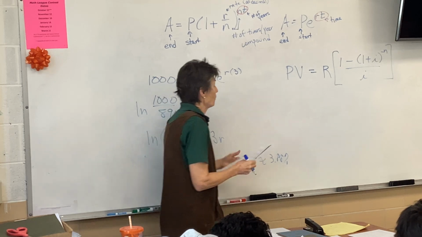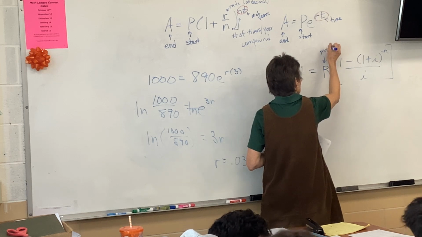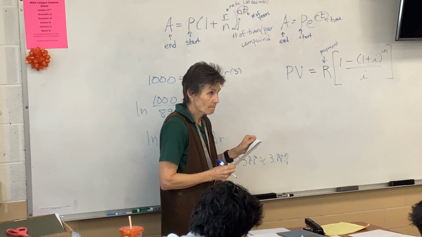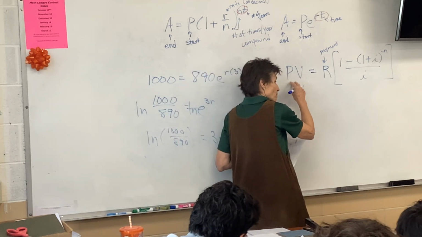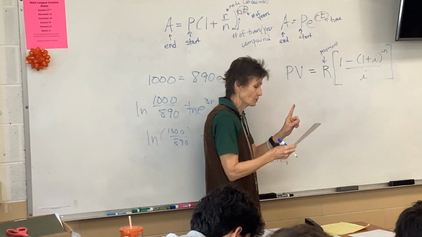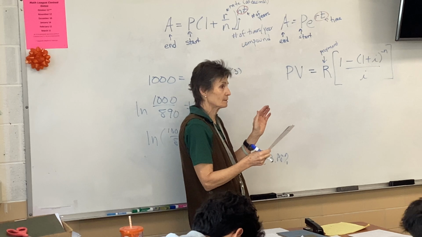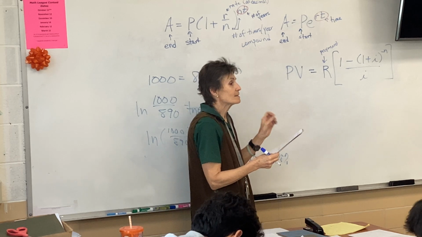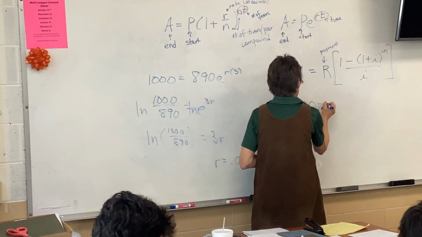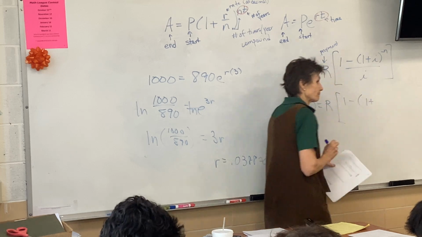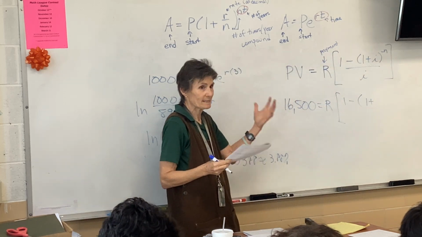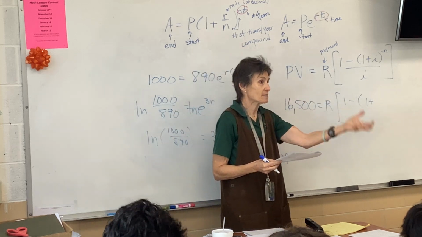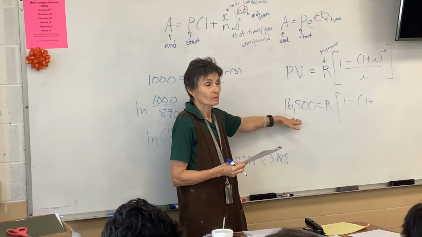R is the amount of the payment. In both formulas, R is the payment. This is the present value of the loan. So what is Carlos's loan? It's not 18,500, because he has a $2,000 down payment. Do you guys know what a down payment is? The car costs $18,500, he has $2,000 down, so he has to borrow the rest. So he's borrowing $16,500.